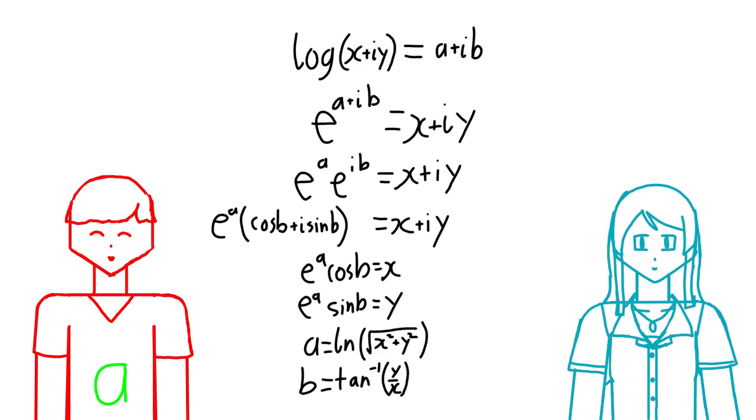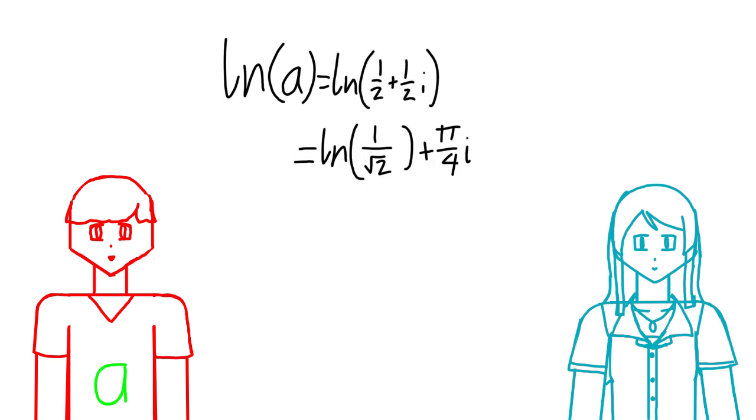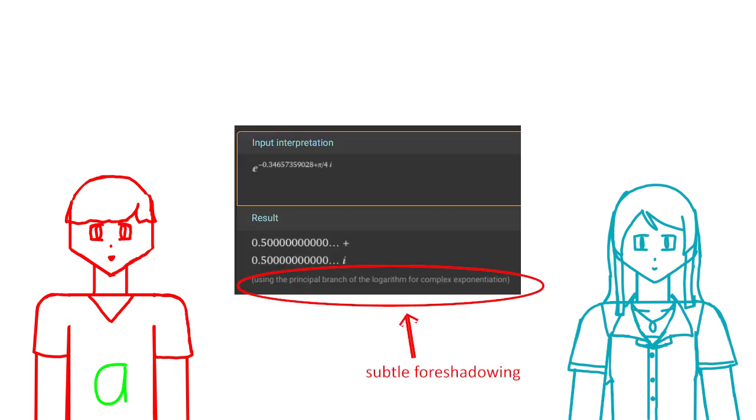Good job, Sai. Let's take the point we chose for a in the last episode. If you remember, that's a half plus a half i. Plugging x and y into our formulae, b is equal to pi over 4 and a is just log of 1 over square root 2, which is about negative 0.3465735902. Yes, the script actually contains that much precision. Plugging that into Wolfram Alpha, we do indeed get a half plus a half i.